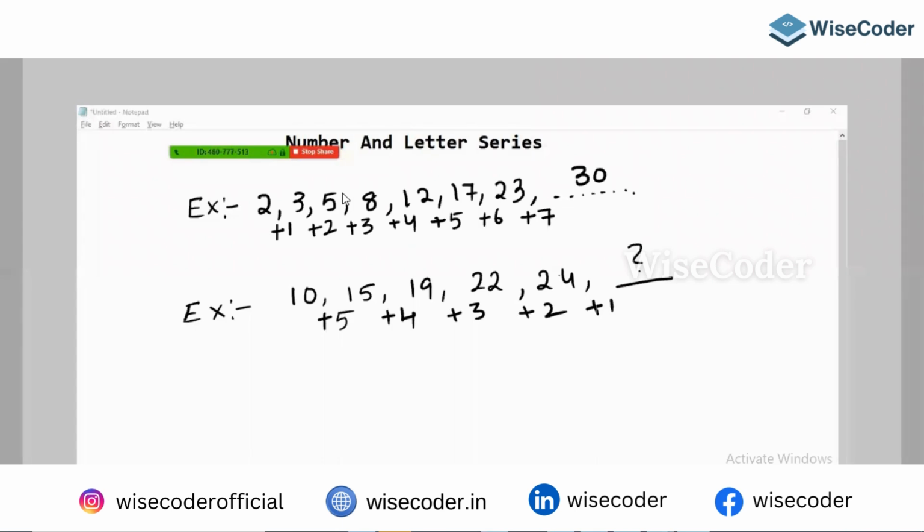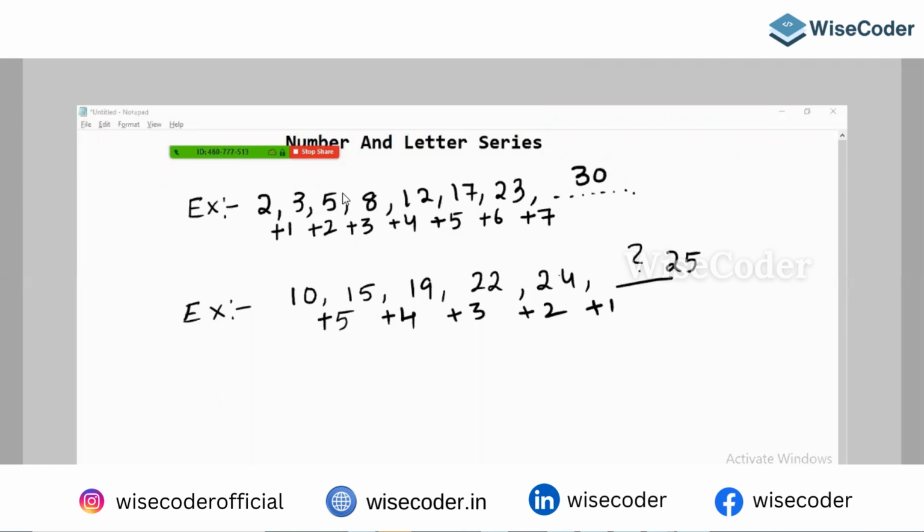So 24 plus 1, that will give you what? 25. So here the difference between the first and second, second and third, third and fourth numbers are 5, 4, 3, 2 and so on. Since the difference between 22 and 24 is 2, the next difference should be 1. So the number that comes after 24 should be 25.